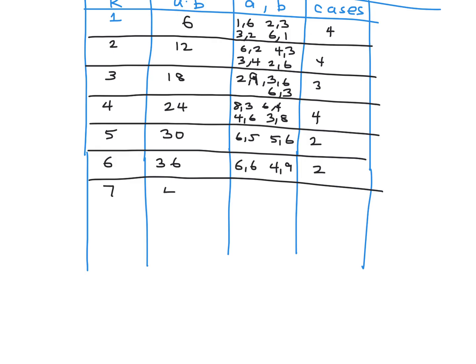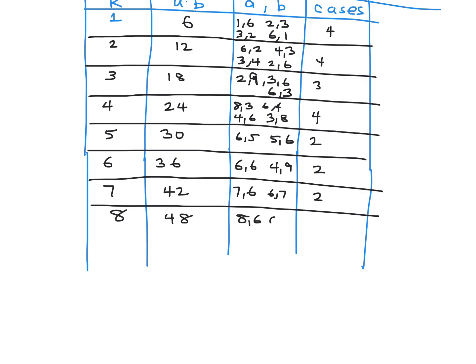If it's 7, this is 42. So (7, 6) and (6, 7). So there's 2 there. If it's 8, we have 48. And I think (8, 6) and (6, 8). So there's 2. And 9 is 54. So (6, 9). So there's only 1 there.